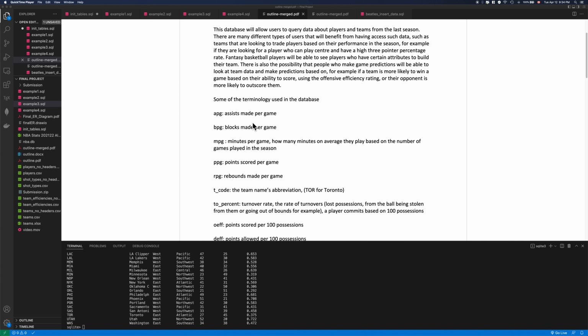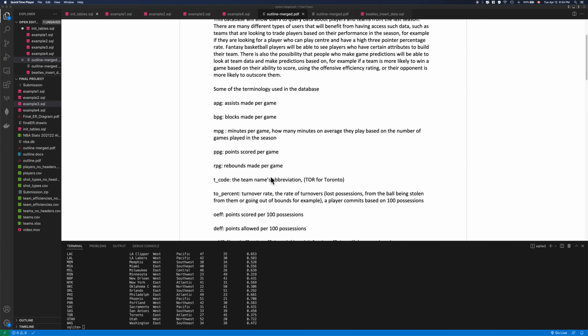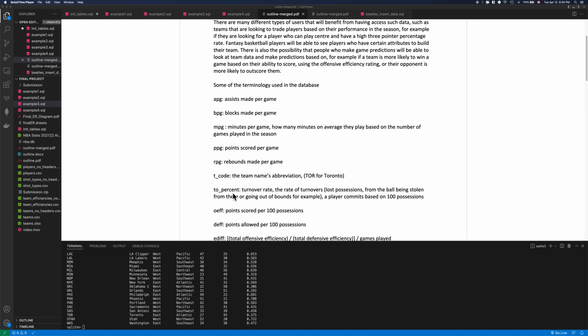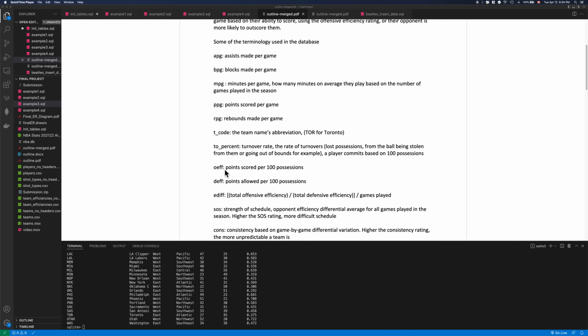So my database makes use of some terminology. PG essentially stands for per game. So the stats are, for example, the assists made per game, averaged over the season. Likewise, it's the same for blocks, minutes, points, rebounds, and the turnover rate. And the T code represents the team abbreviation, like TOR for Toronto. The OEF stands for the offensive efficiency, so points scored per 100 possessions.